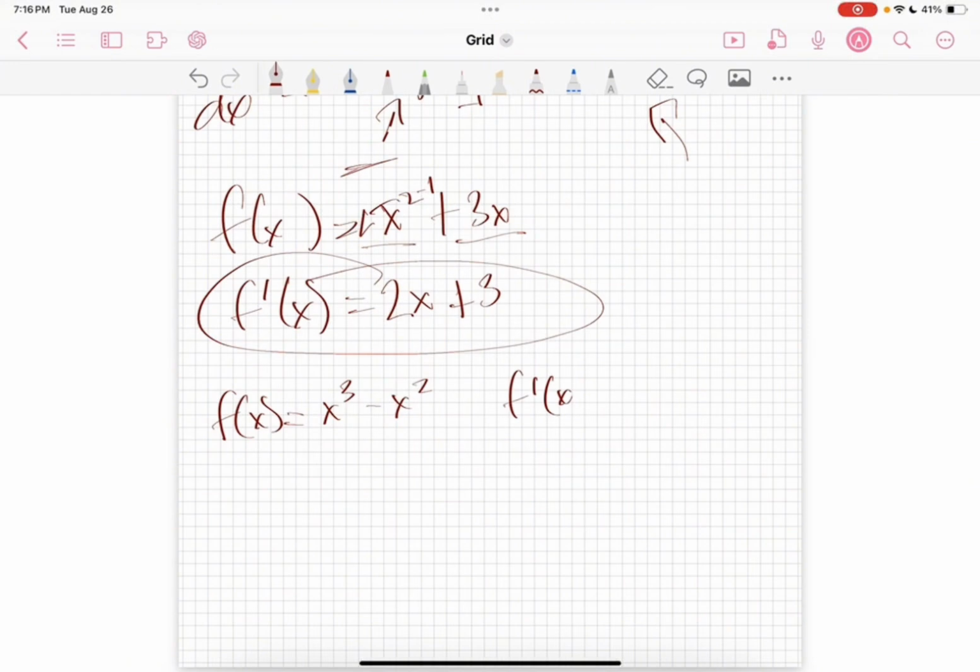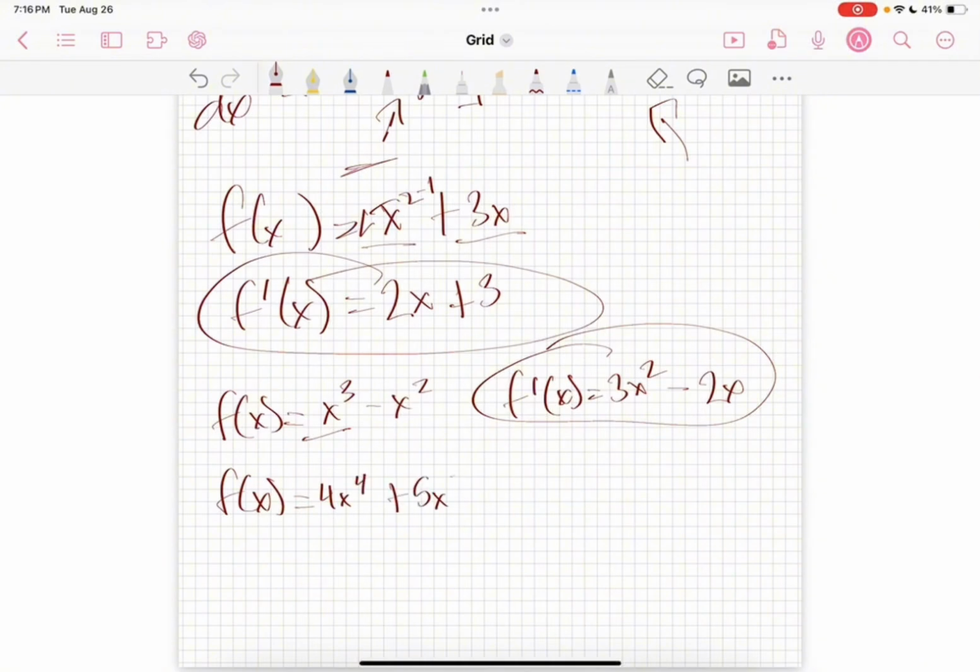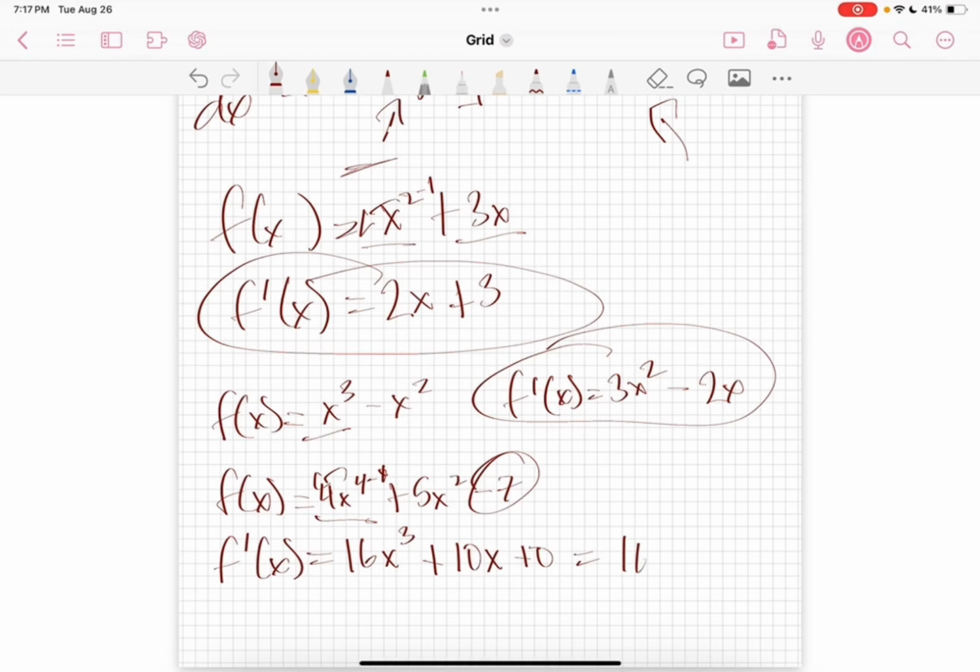So f prime of x, the derivative, is 3x squared minus 2x. And that is our answer. Our third example, we're given 4x to the power of 4 plus 5x squared minus 7. And f prime of x equals, the first one, the derivative of 4x to the power of 4 is 16x cubed. So we multiply these two and subtract 4 by 1, plus 10x. And because of our constant rule, negative 7 equals 0. So our final answer is 16x cubed plus 10x for number 3.